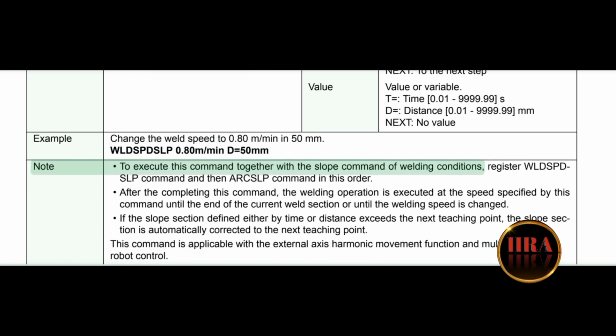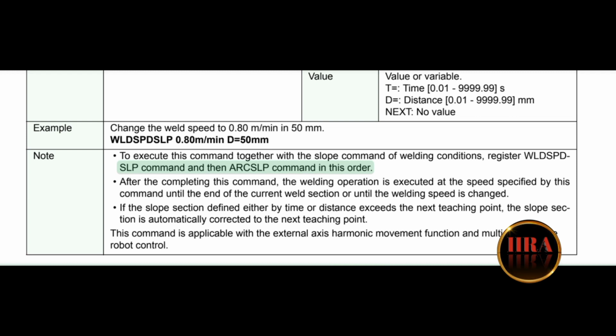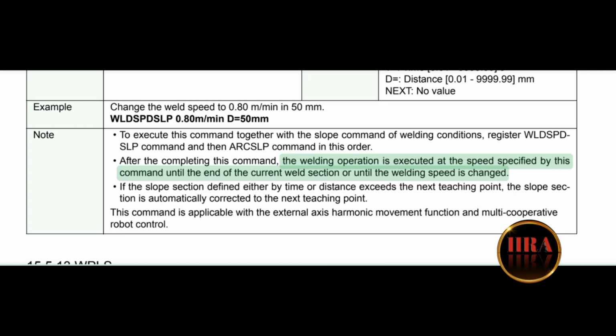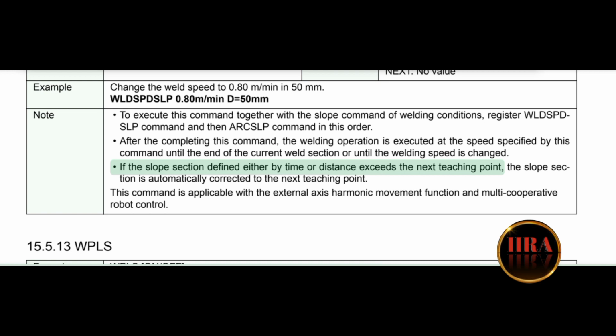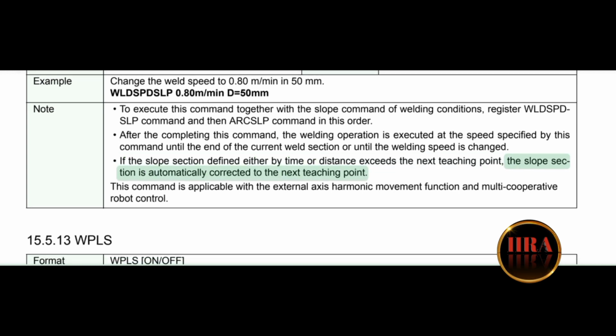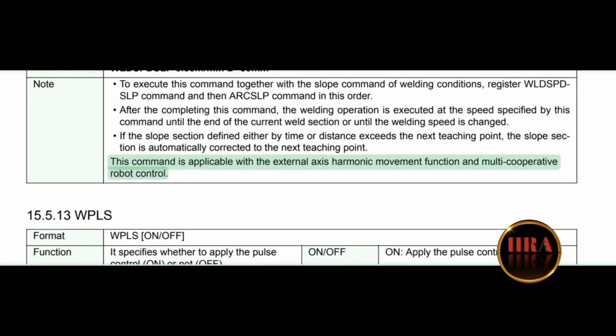Note: to execute this command together with the slope command of welding conditions, register the WLDSPDSLP command and then the ARCSLP command in this order. After completing this command, the welding operation is executed at the speed specified by this command until the end of the current weld section or until the welding speed is changed. If the slope section defined either by time or distance exceeds the next teaching point, the slope section is automatically corrected to the next teaching point. This command is applicable with the external axis harmonic movement function and multi-cooperative robot control.